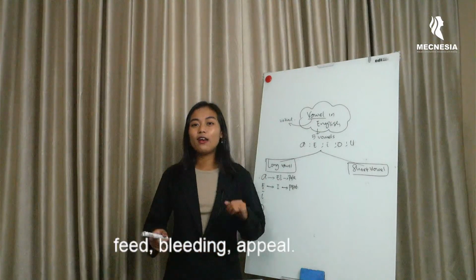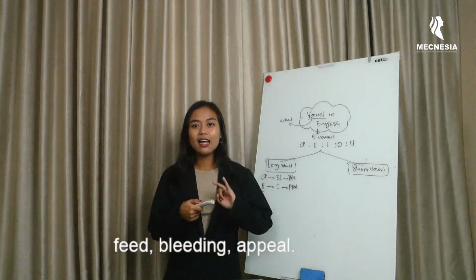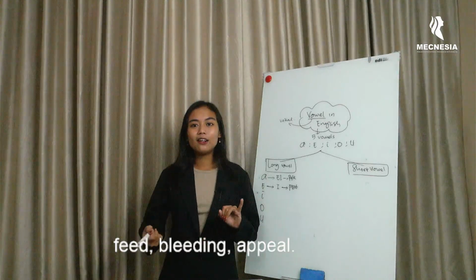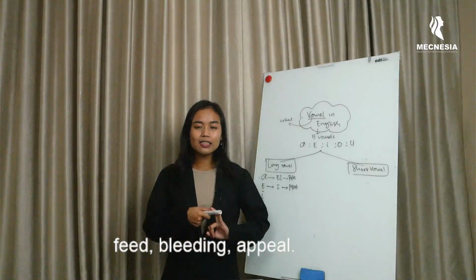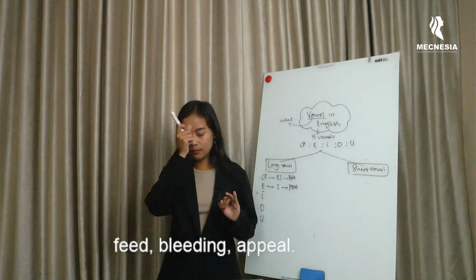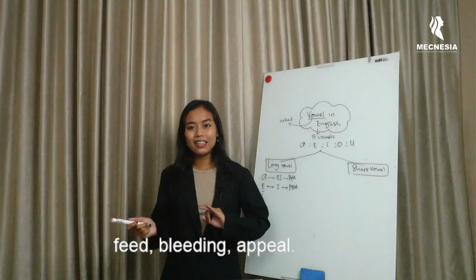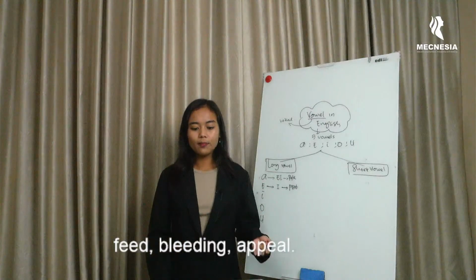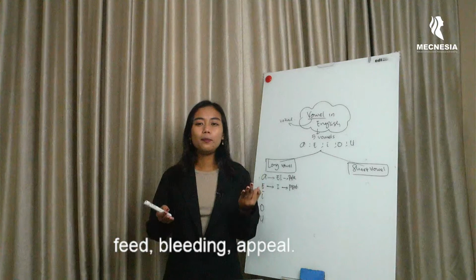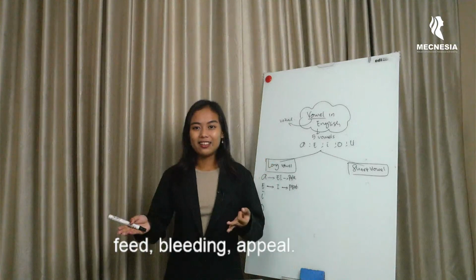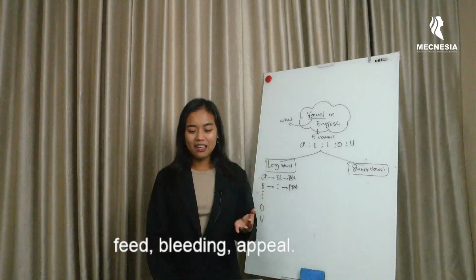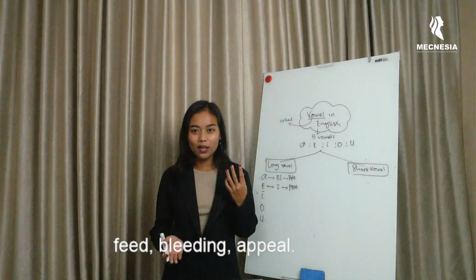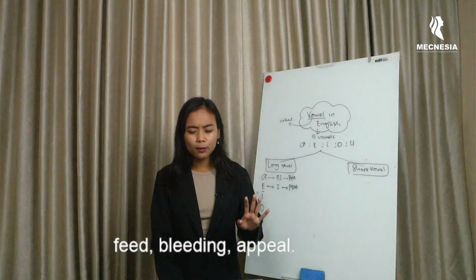Okay, so we have feed, bleeding, and appeal. Feed artinya memberi makan, feed. Next, bleeding. Bleeding artinya berdarah. And then we have appeal. Appeal. Meminta. Next, let's talk about the second rule, the B one. Mari kita omongin aturan yang kedua.